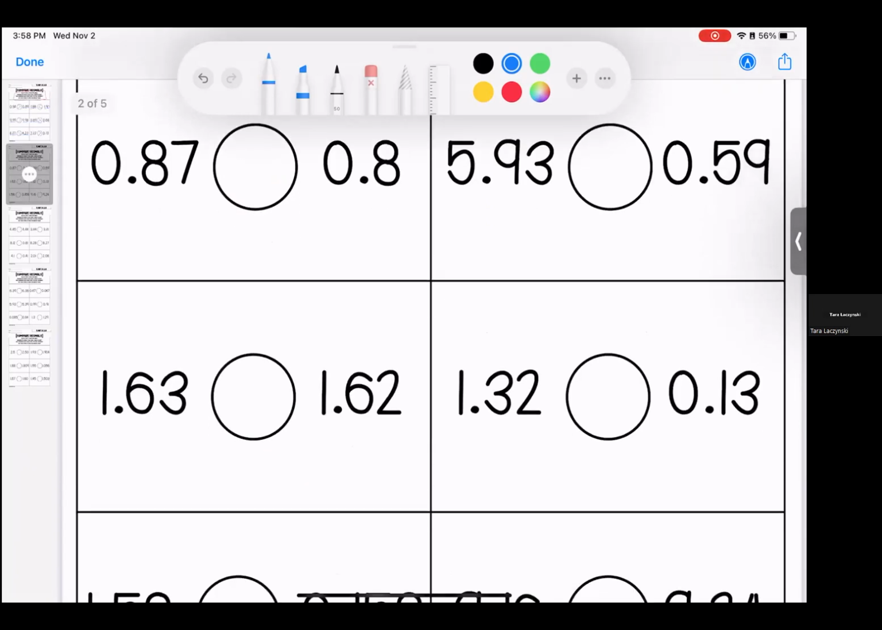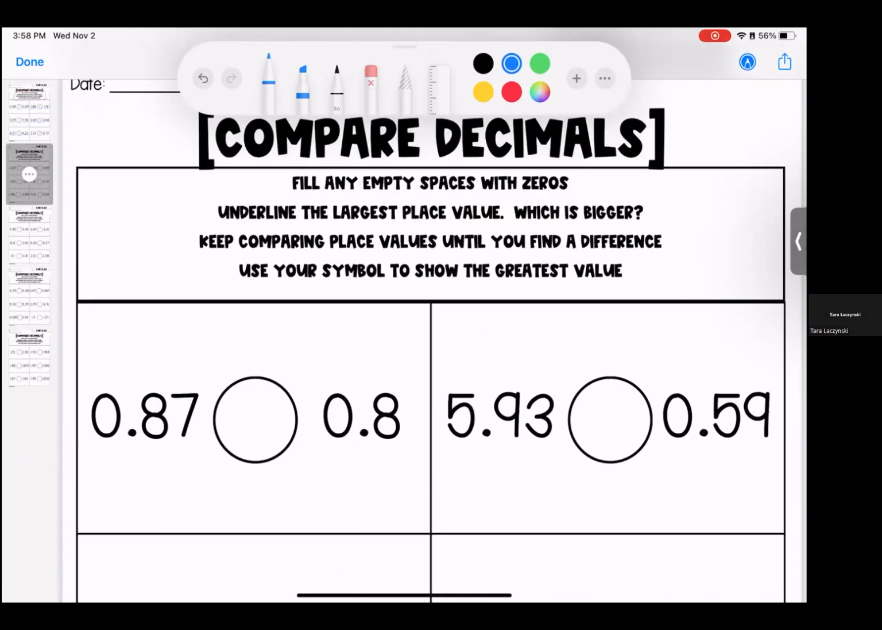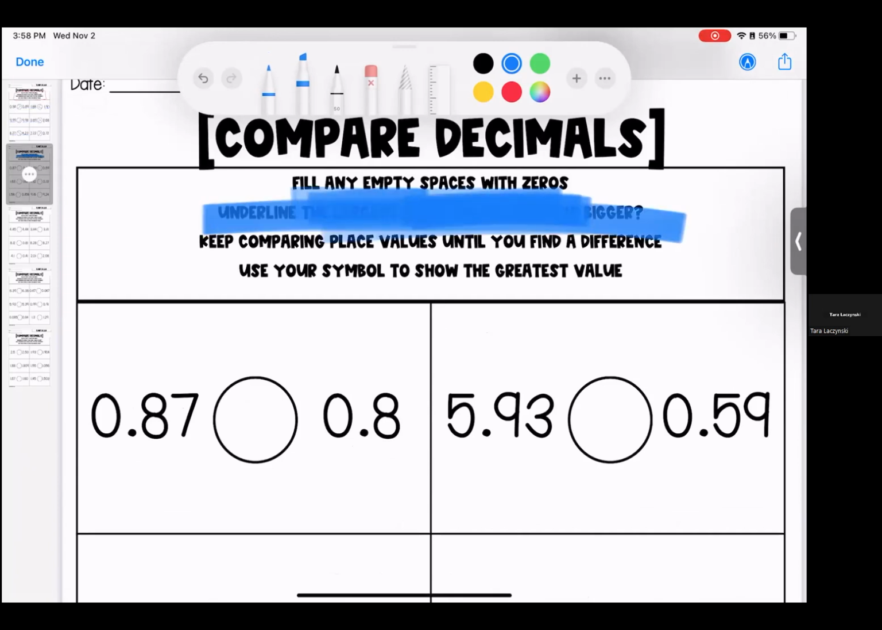All right, sliding on to page number 2, still comparing decimals. That's our focus this week. Remember, most important part, I think, is to make sure that you are balancing them. Fill any empty spaces with zeros. This helps our brain make really strong connections to make sure that we know what we're comparing.